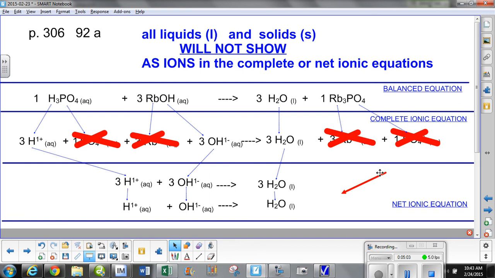And that's all there is to it. Whether they're complete or net, ionic equations are going to be in ion form, except for liquids and solids, which is what's going to show up always on the right side. And the aqueous stuff stays aqueous, and so we write it as aqueous because that's how it's going to be in the water. So I hope that's going to help you and make this make sense for you.